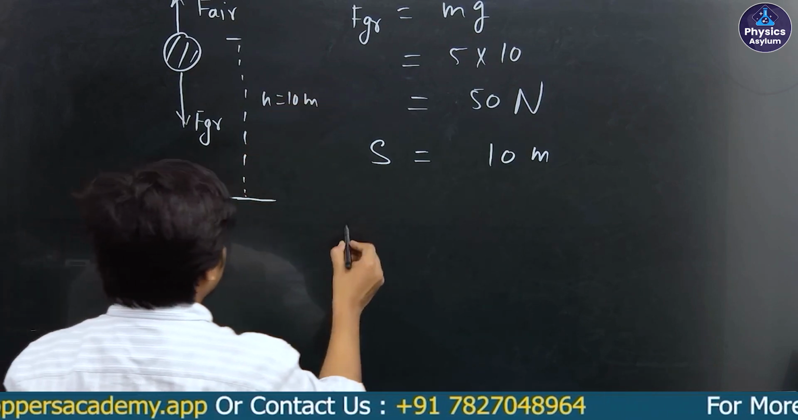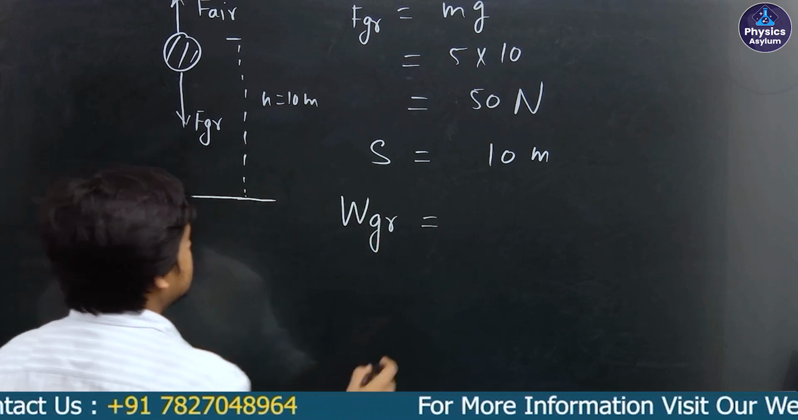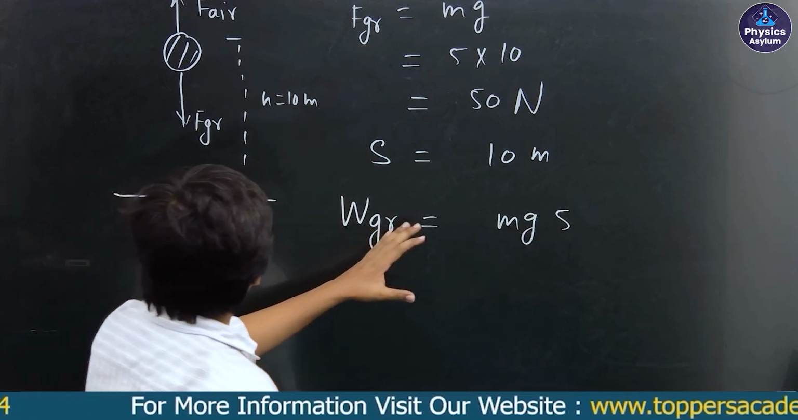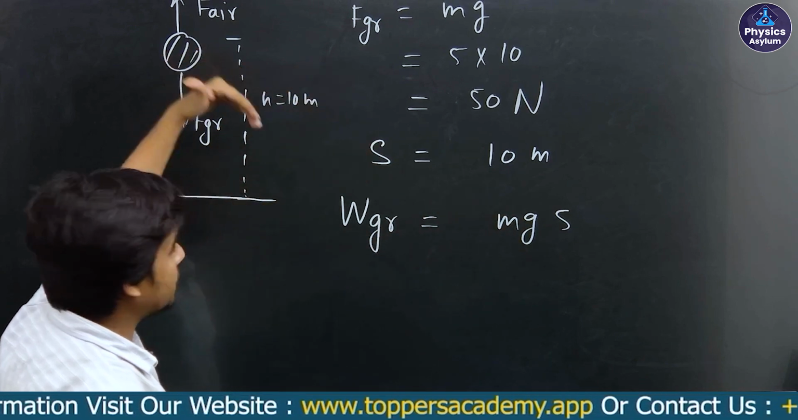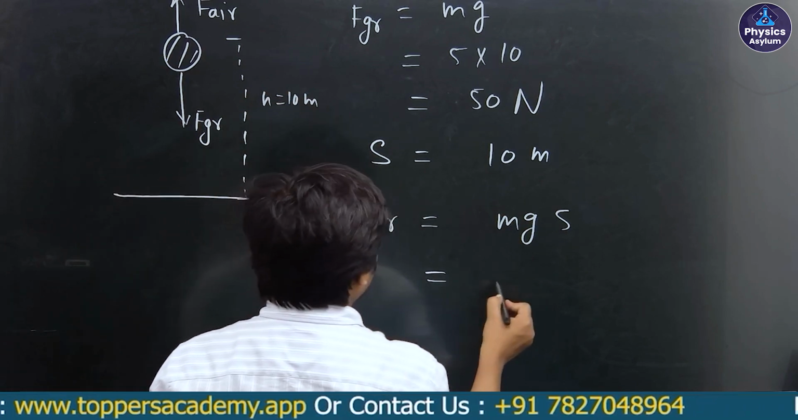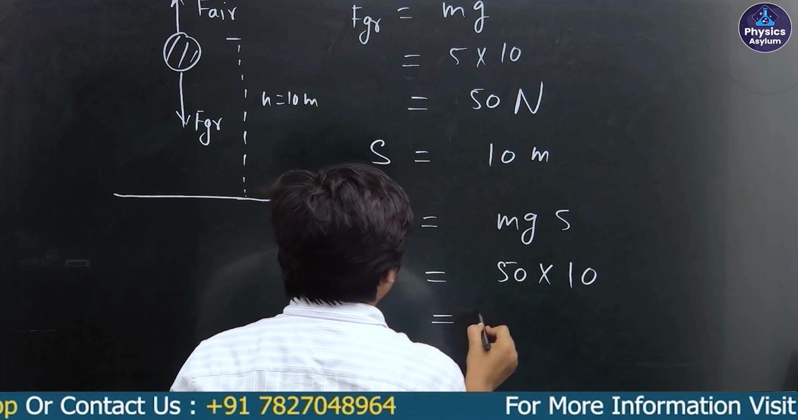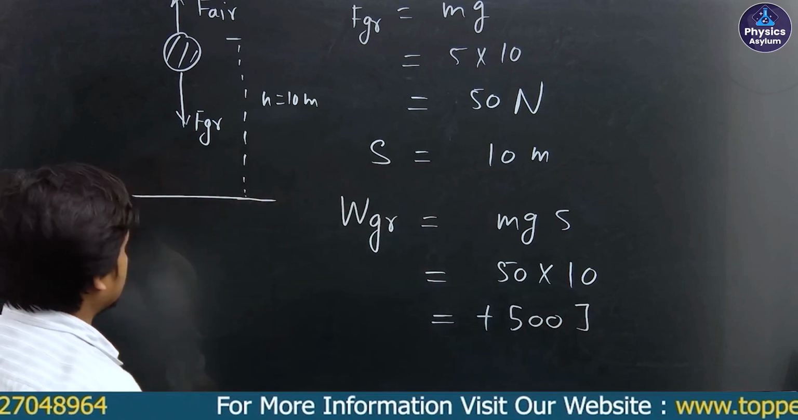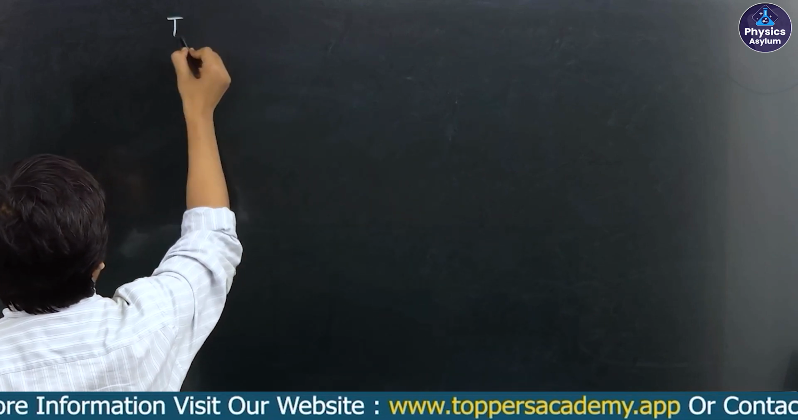Now what is the work done by the gravity? That work done by the gravity is equal to mg into s. And it is of what kind? This work will have a positive sign, as force and displacement, they both are in the same direction. And what will be its value? That value will be equal to 50 into 10, that is plus 500 joule. Okay, now what is initial kinetic energy of the ball?